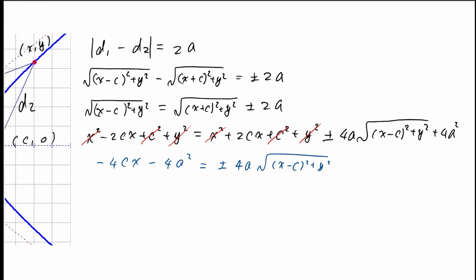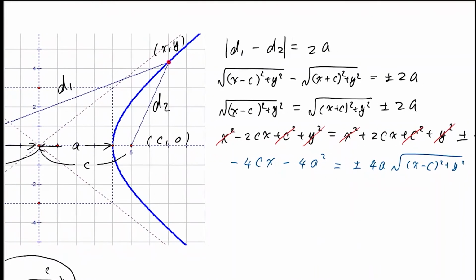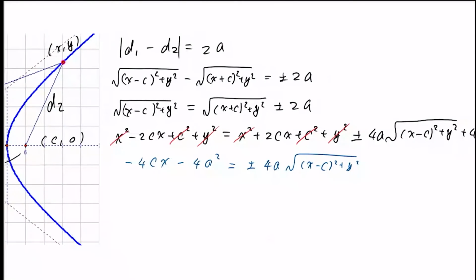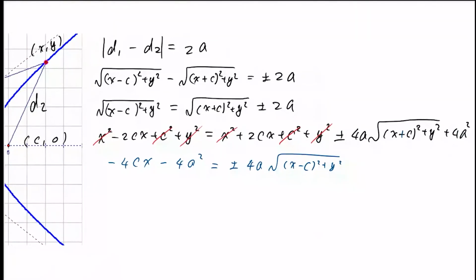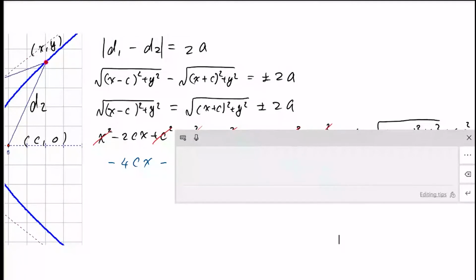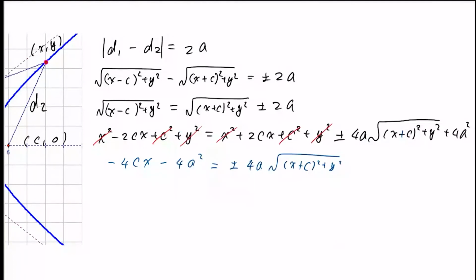Now before I square both sides, I'm going to divide both sides by negative 4a. Okay? I think I made a mistake. Isn't it x plus c squared? X plus c, yeah, I made a mistake. This is plus, right? There is more mistake. I know this is not right. Something doesn't feel right. I can't find it at the moment.